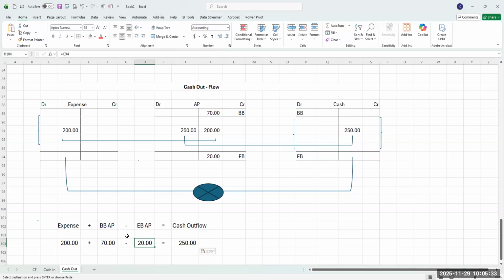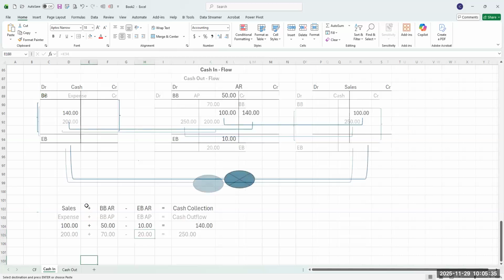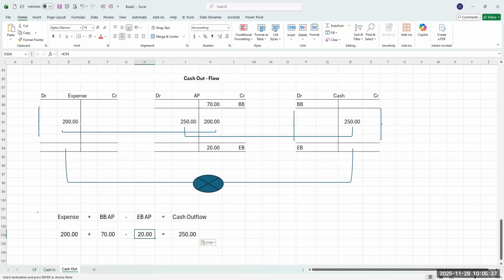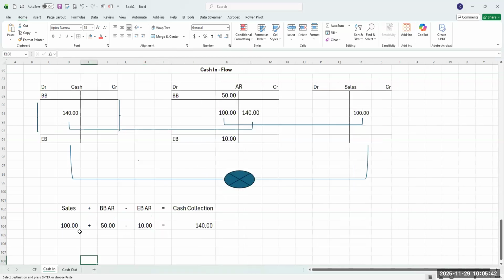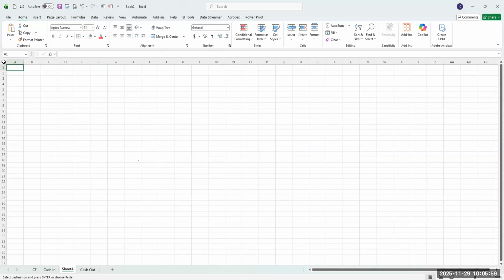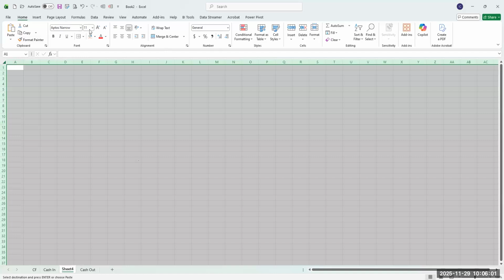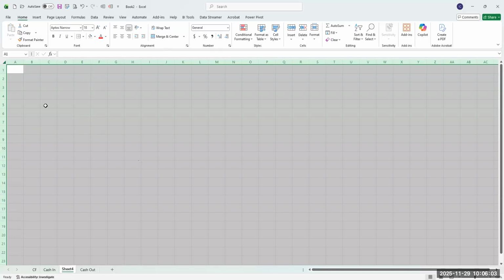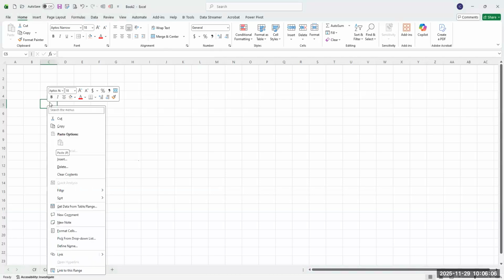Good job, people. Do you understand now the cash in and cash out? Yes, Prof. Okay, watch this, the next thing now. What do we say on the cash in? Cash in comes from sales plus accounts receivable beginning and ending balance, the cash collection, correct? Are you guys with me? Yes, Prof. So we have this formula.